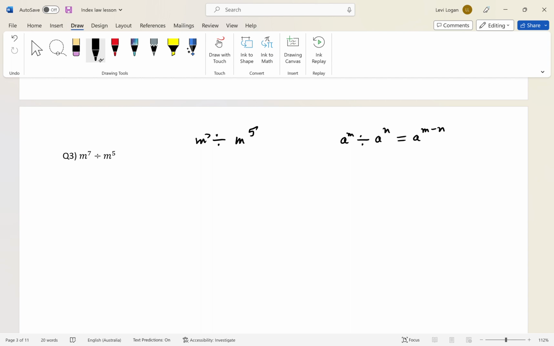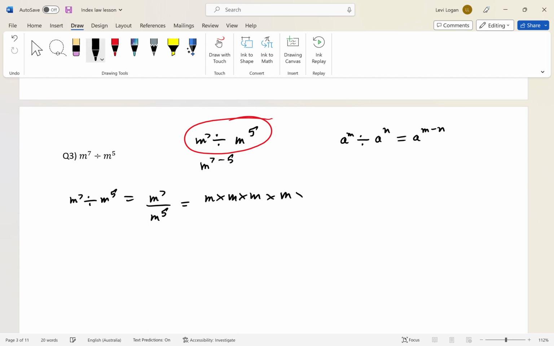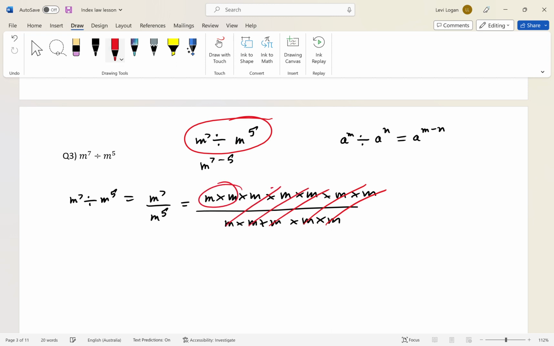Just applying this law, we know it's going to be m to the 7 minus 5. Because if you rewrote this in another way, m to the 7 divided by m to the 5 is the same as m to the 7 over m to the 5, which is the same as m times m times m times m times m times m times m divided by m times m times m times m times m. It's the same as just cancelling the numbers on the bottom, and you're left with only 2 m's on the top because the rest have cancelled out.